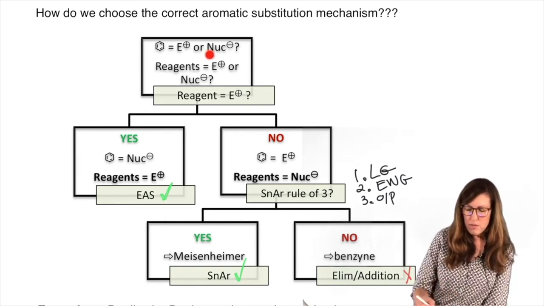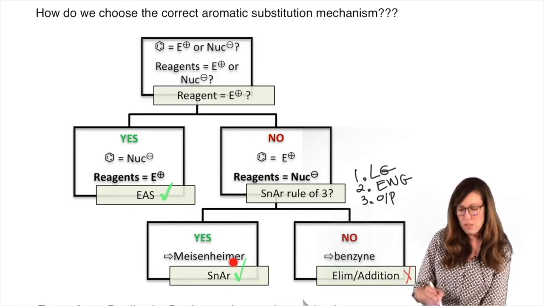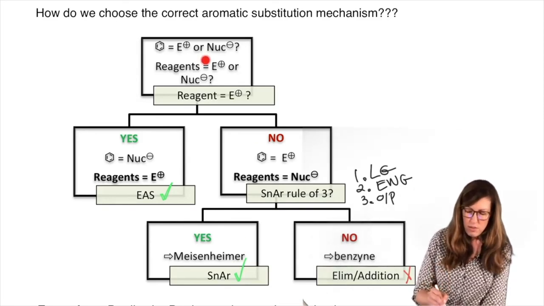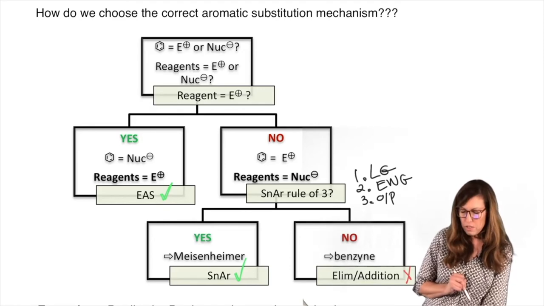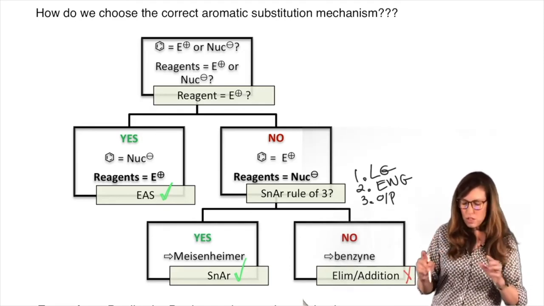Follow that. We start here. If we're saying no, no, no, no, no, we end up with the benzyne mechanism. If we say no, yes, we end up with the SnAr mechanism. If we say yes right away, we end up with electrophilic aromatic substitution. So you've got to expand your logic diagram, so your truth table.